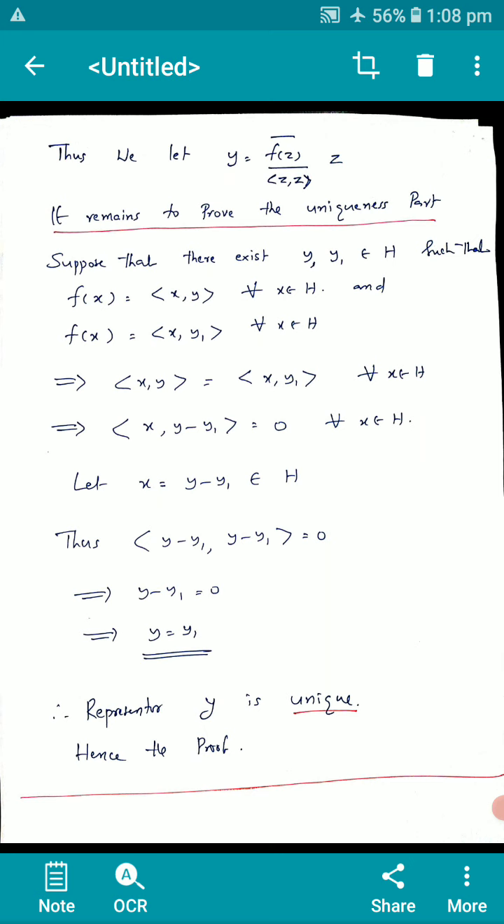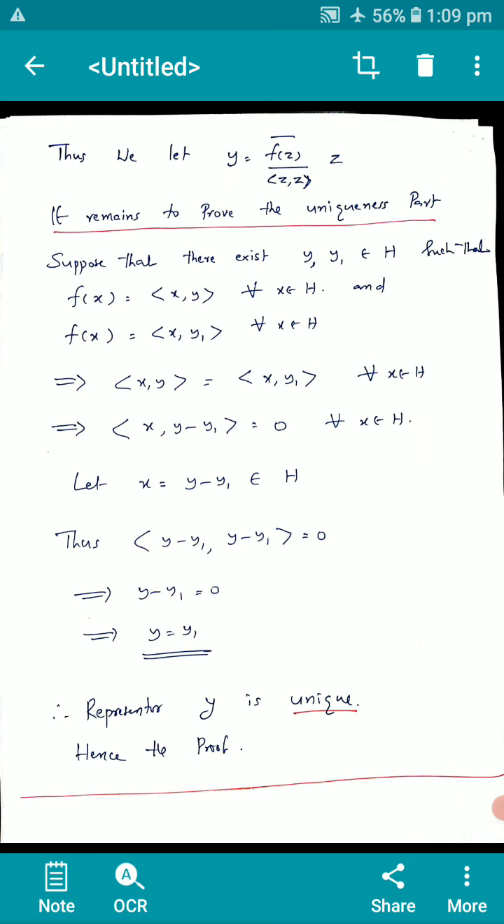We can replace that x itself with y minus y1, because y minus y1 is an element of H. So let x equal to y minus y1, which is an element of H, and you get the inner product of y minus y1 with itself equal to 0, or y minus y1 is 0, or y equal to y1.